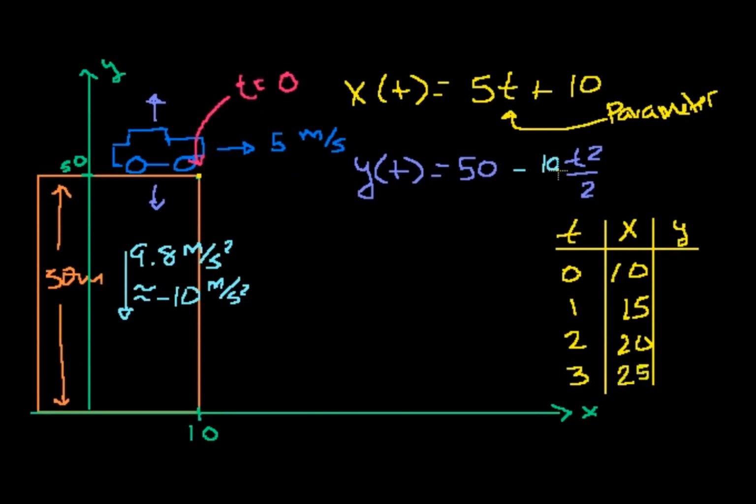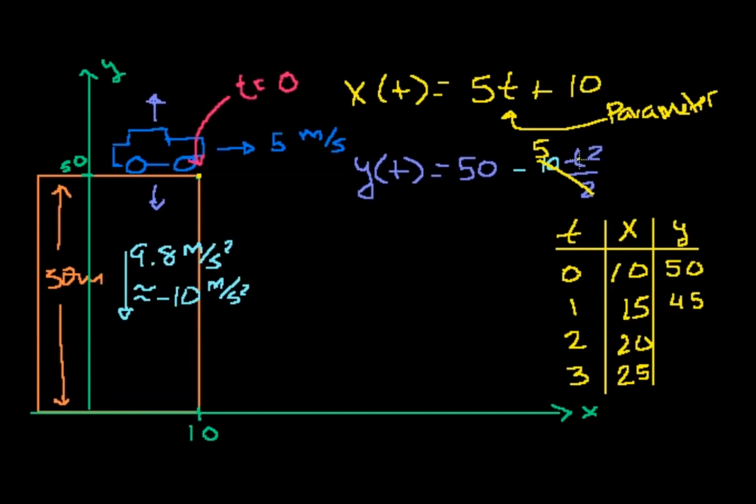And just to simplify, this is the same thing as 5, right? 10 divided by 2. So 50 minus 5t squared. So time is equal to 0. This term cancels out. We just have 50 meters up in the air. At time is equal to 1, 1 squared is 1 times 5 is 5. 50 minus 5 is 45 meters in the air.